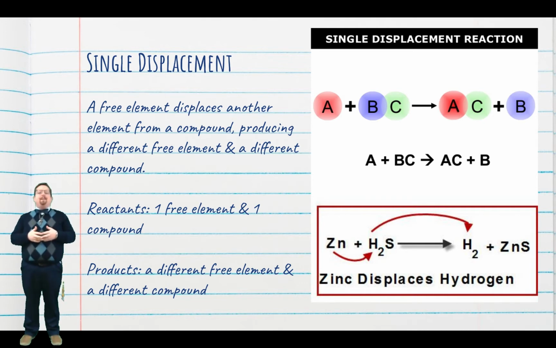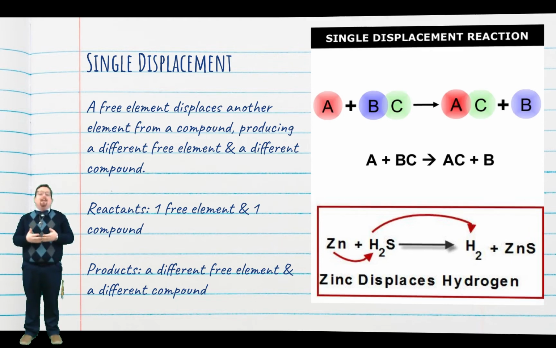Our example here is a reaction that takes place between zinc and hydrogen sulfide. The zinc switches spots with the hydrogen, producing elemental hydrogen and a compound called zinc sulfide.